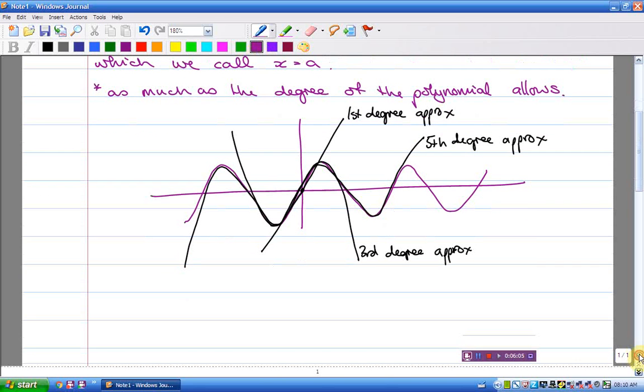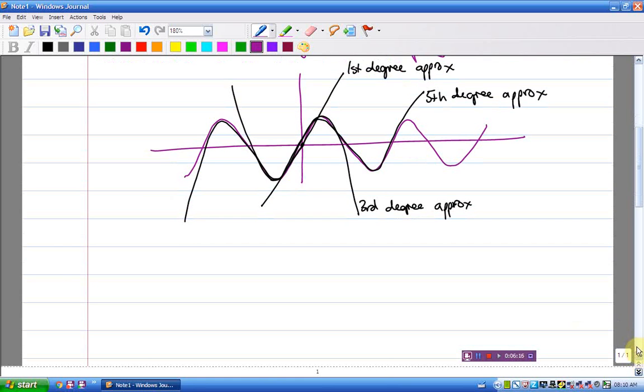So there is a general formula for a polynomial. Given some function, how do you find its polynomial approximation? And that's what we're going to derive now. So I'm going to derive it pretty fast. Assume such a polynomial exists.